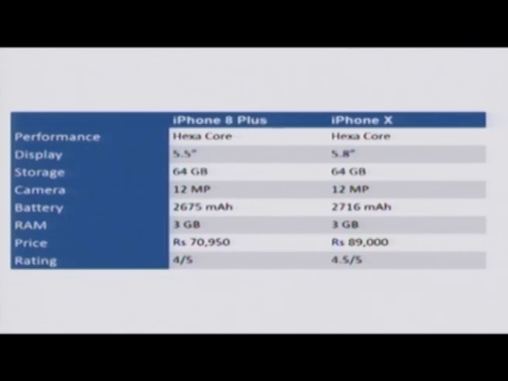what is there in iPhone 8 plus and iPhone 10, then display, screen size, where you see that iPhone 10 has slightly bigger display. Storage capacity is the same, camera is the same, battery capacity, you see here that iPhone 10 again has slightly bigger capacity, RAM is again the same, price, iPhone 10 is significantly more expensive, and then some rating by a well-known tech magazine or user rating. You see that iPhone 10 has again slightly higher rating. So, by comparing similar items using some parameters, you get an idea. It helps you make a choice.